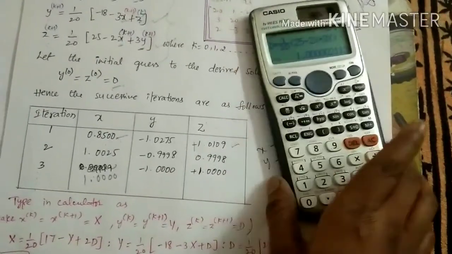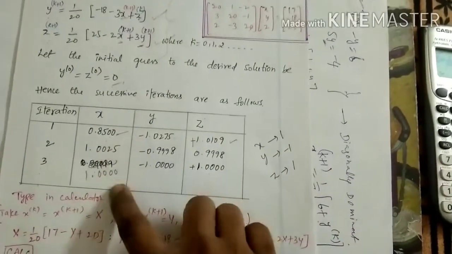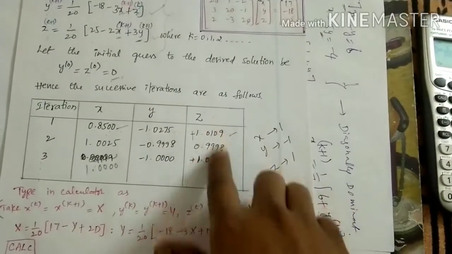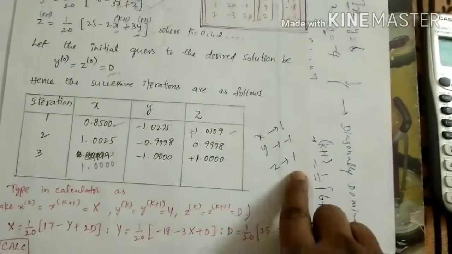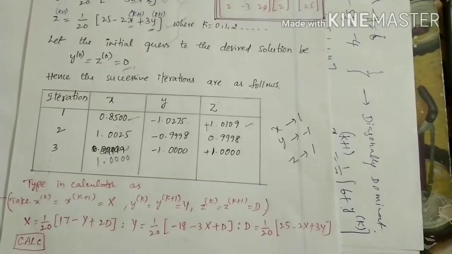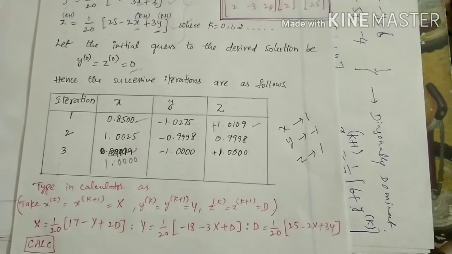So by observing the iterations, we can say that x values are tending to 1, y values are tending to minus 1, z values are tending to 1. So the solution of the given system is 1, minus 1, 1. I hope you understood this. Thank you.